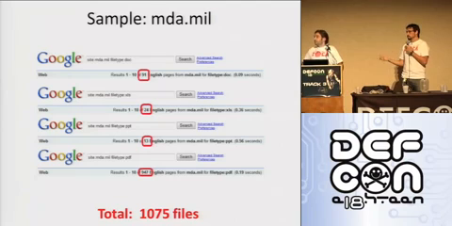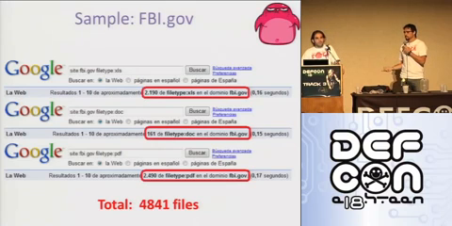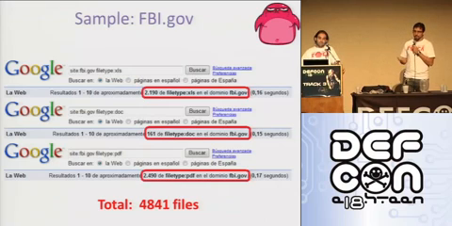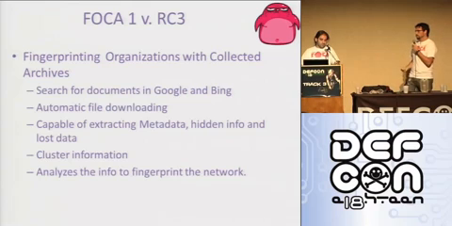When you have 1,000 files, like with the Missile Defense Agency, then you start putting this all together, and you get a whole bunch of information. If you get the FBI with almost 5,000 files, you put all this information together, and you saw last year what happened. So you can get a fairly accurate and very complete map of the network.